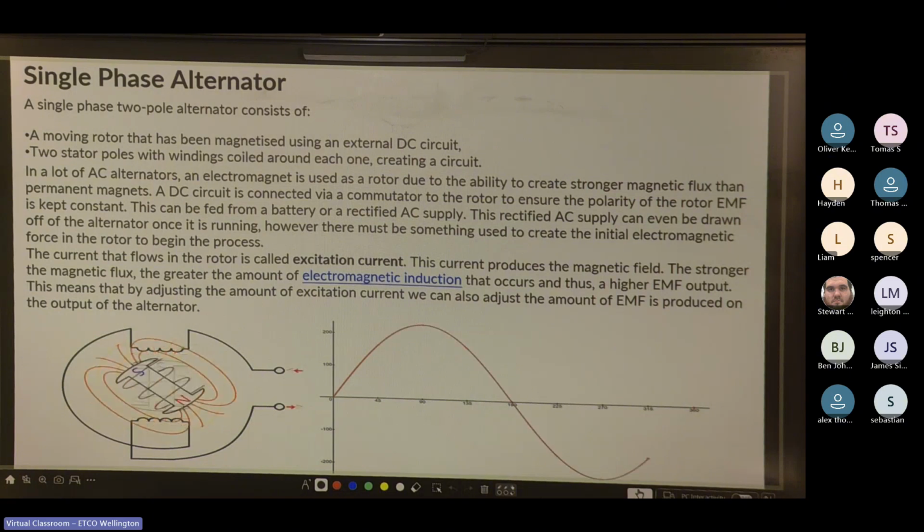This means that by adjusting the amount of excitation current, we can also adjust the amount of EMF that is produced on the output of the alternator. A typical setup might include a battery for the initial creation of the magnetic field, which is then charged via the AC supply once the alternator is up to speed, like via a trickle charging circuit.